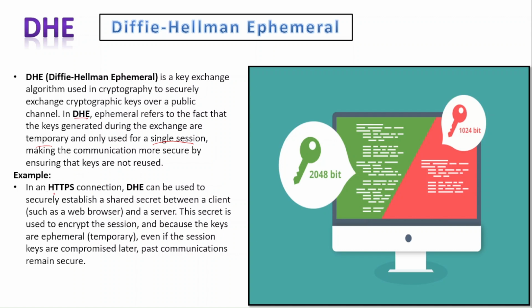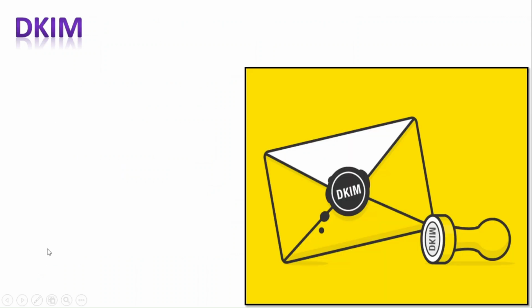Example, in an HTTPS connection, the DHE can be used to securely establish a shared secret between a client, such as a web browser, and a server. This secret is used to encrypt the session, and because the keys are ephemeral, that is temporary, even if the session keys are compromised later, past communications remain secure.